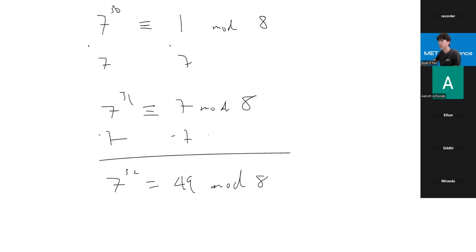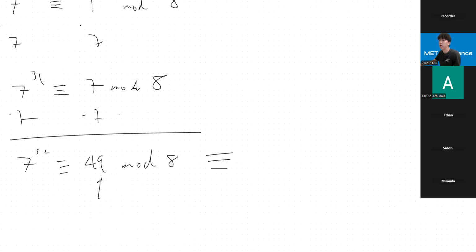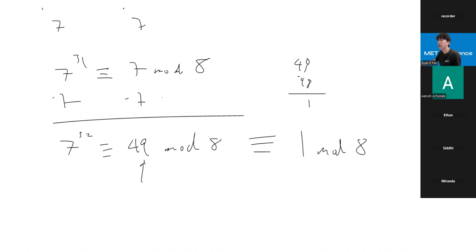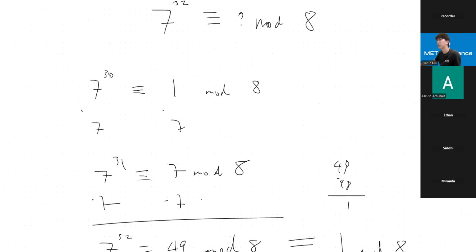And so we can simplify this further as well, right? Because 49 mod 8, if we get rid of all the multiples of 8, so 49 minus 48, the largest multiple of 8, is going to be 1. So this is the same thing as 1 mod 8. So that's one way of doing it: for modular equations, you can multiply both sides by the same thing, and your equation will still hold true.